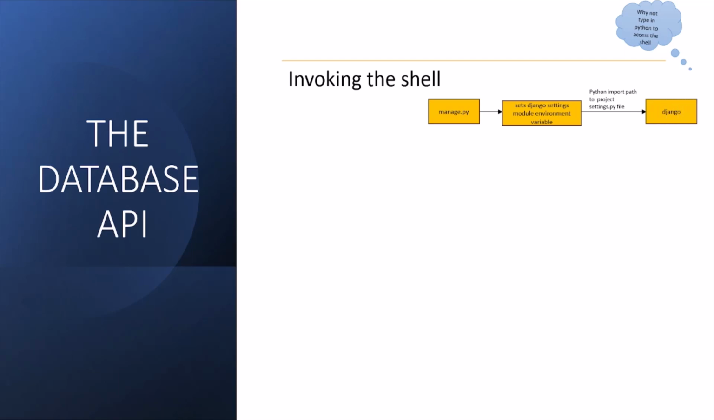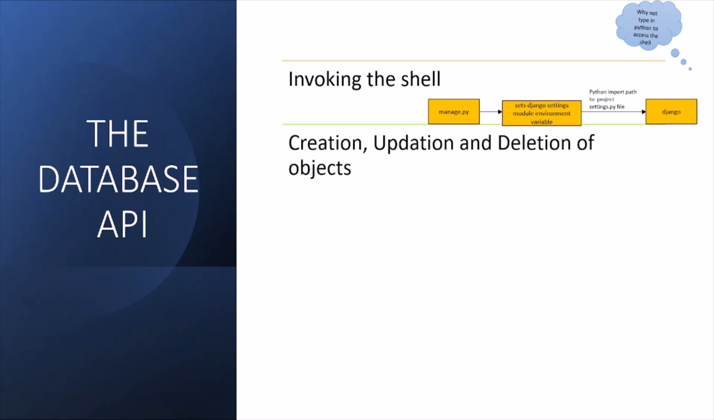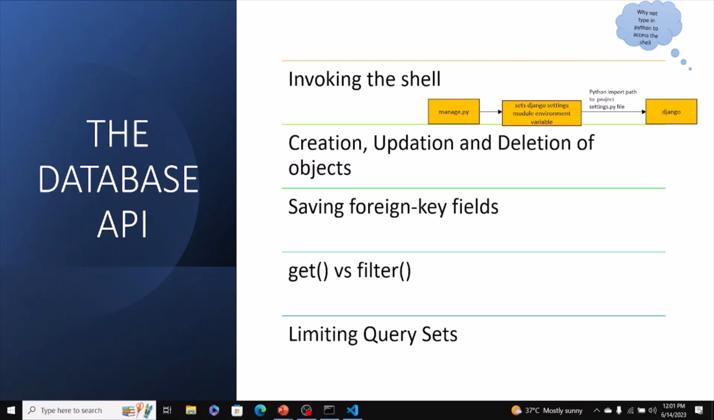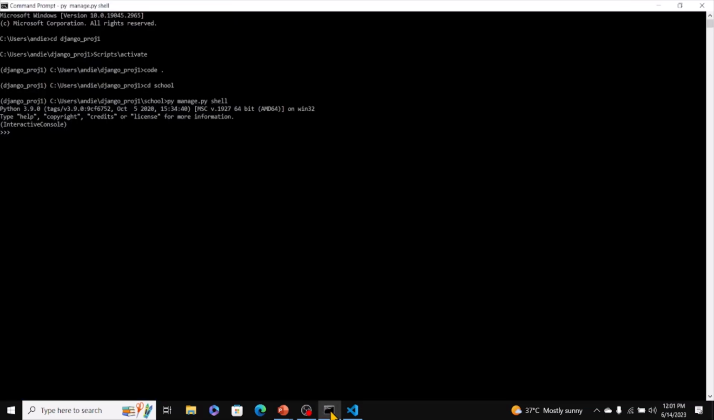Right? Now that we are inside the shell, we'll discuss how to create, update, and delete objects. We'll also talk about saving foreign key fields on our objects. We'll discuss the get method versus a filter method. And we'll also talk about limiting query sets. So let's now go back to the console.